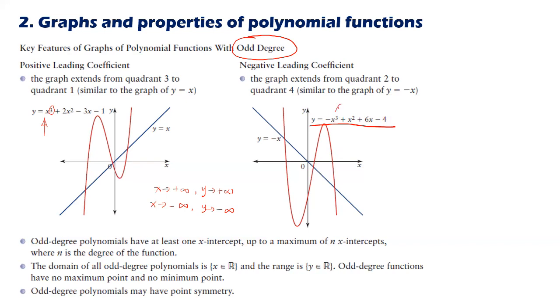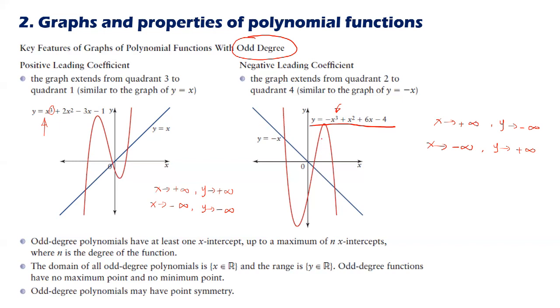So this time, as the largest degree has the most significant influence on the function, when x approaches positive infinity, y should approach negative infinity, right? And when x approaches negative infinity, because there is a minus sign in front of x, this time y should approach positive infinity, right? So the whole trend of this function should be extending from quadrant 2 to quadrant 4.